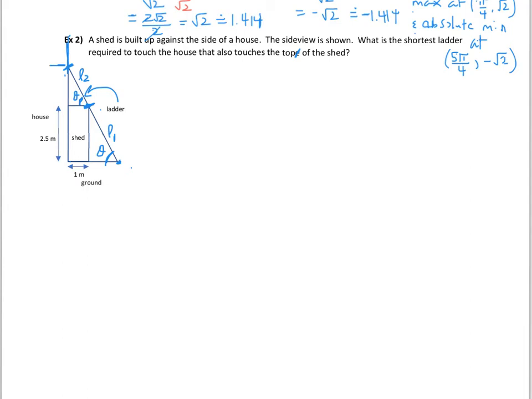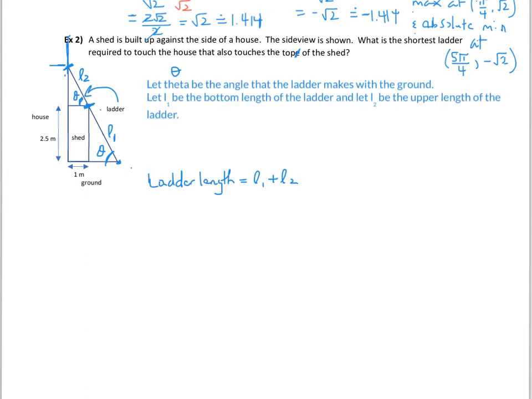So let me put some let statements down here, and then we'll go from there. Okay, so I have some information written down in terms of let statements. I couldn't find a theta on my iPad, so I just put in the word theta.